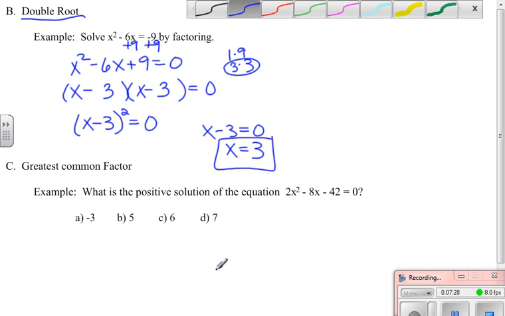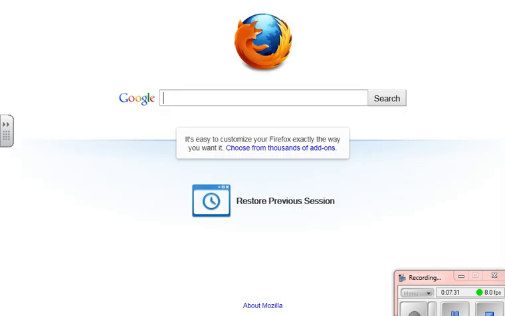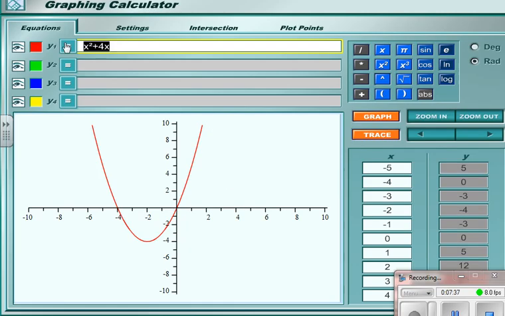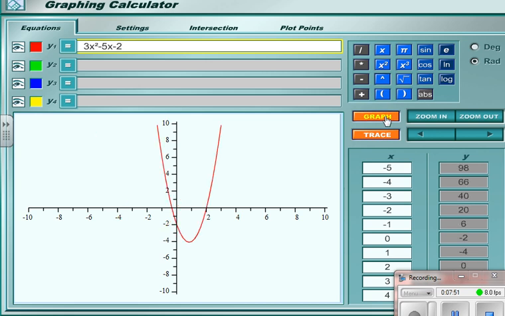Again, if we go back to the graphing calculator and we type in our equation, which was 3x squared minus 5x minus 2, and we hit graph, I graphed the wrong one. Sorry, that was the last one. We can see we get our negative 1/3 and our positive 2.